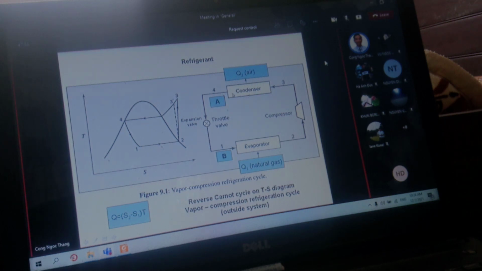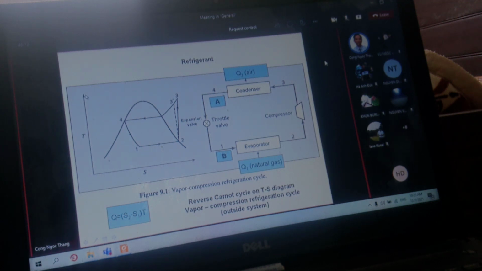So from 4 to 1, refrigerant in liquid phase at high pressure moves through the throttle valve or expansion valve to decrease pressure and goes back to the evaporator. It becomes liquid, goes through the throttle valve, and decreases pressure.